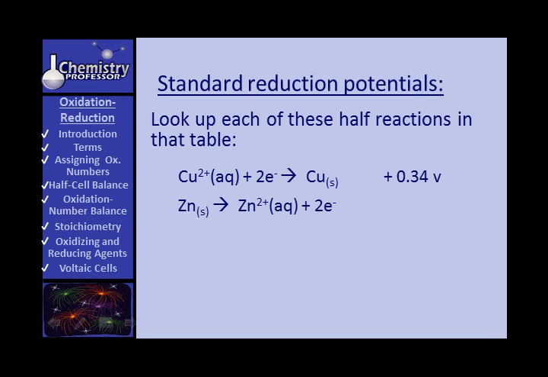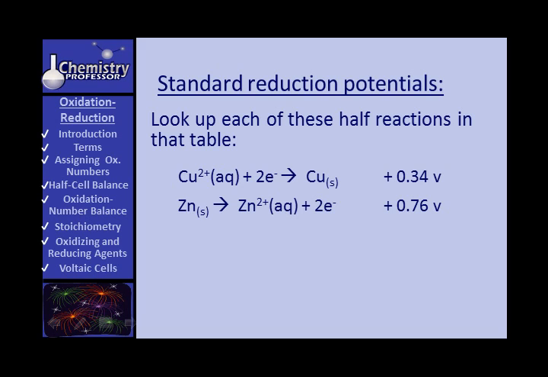Now I want you to look up zinc solid forming the zinc ion in solution plus 2 electrons. What is that voltage? Now look at the way I've written it. The copper half cell we wrote gaining electrons. The zinc half cell we write losing electrons, so you've got to look it up on the other side of the column. And when you do, you've got to reverse the charge on the voltage, and you'll find it's going to be plus 0.76.